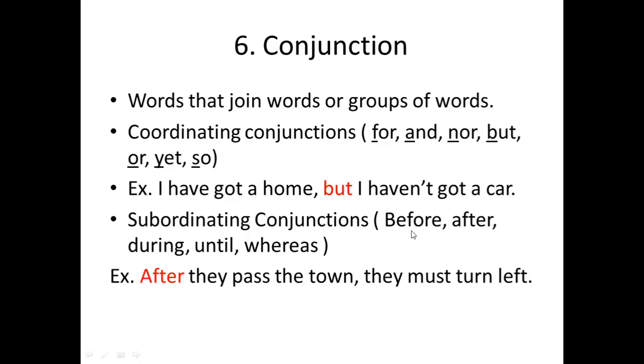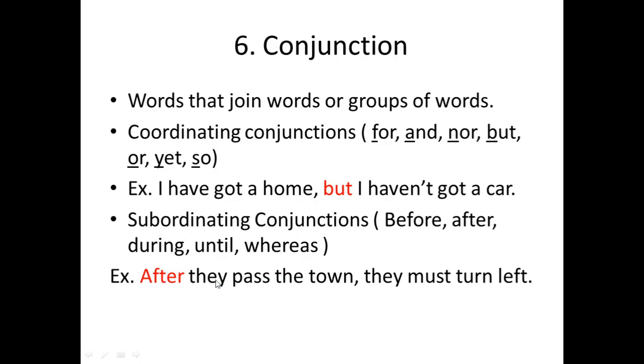The second type of conjunction is subordinating conjunctions. Also, we have a certain set of words: before, after, during, until, whereas. So again, if you see any of these, it is of course a subordinating conjunction, and the part of speech is conjunction. Okay?